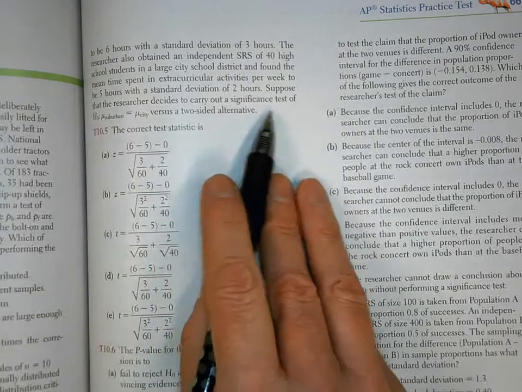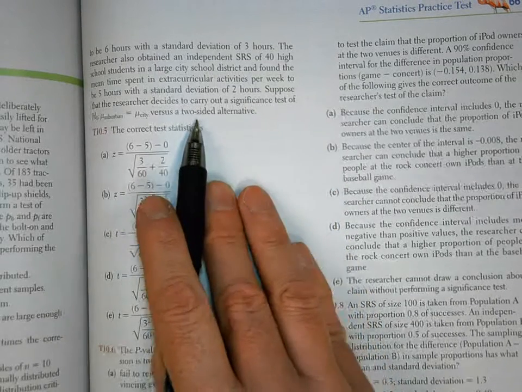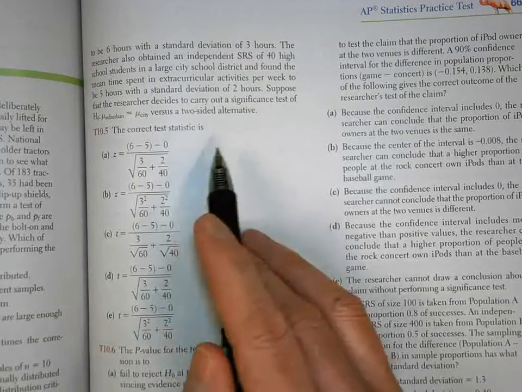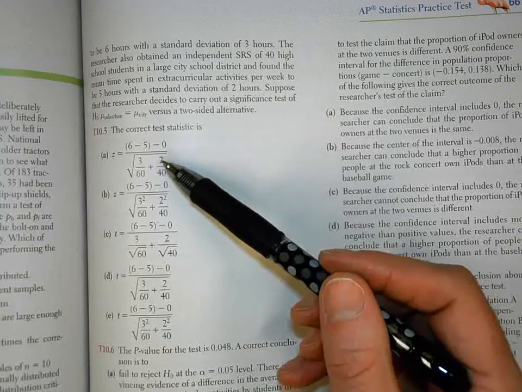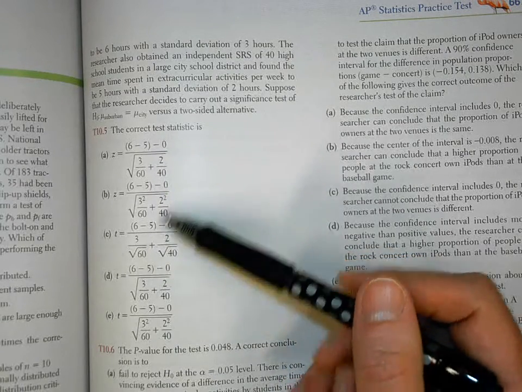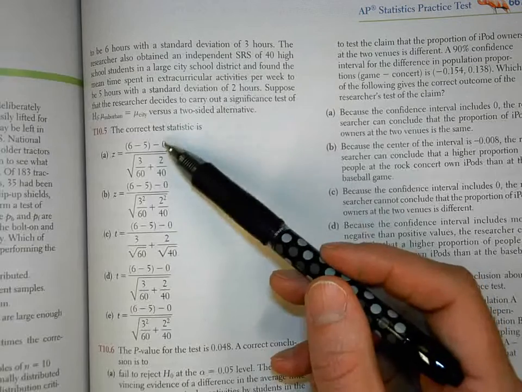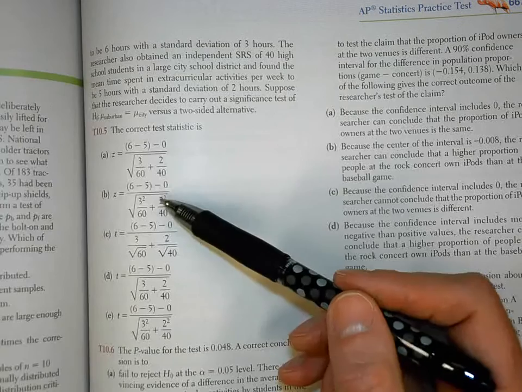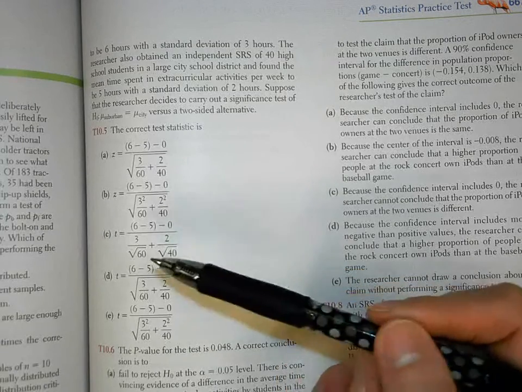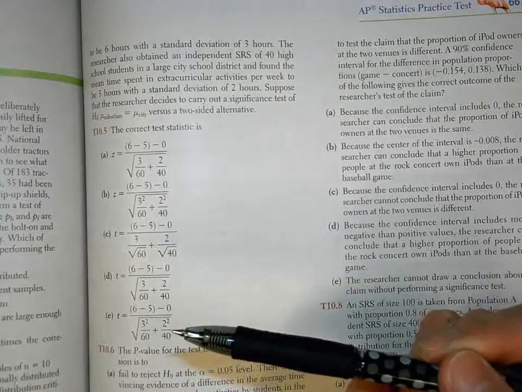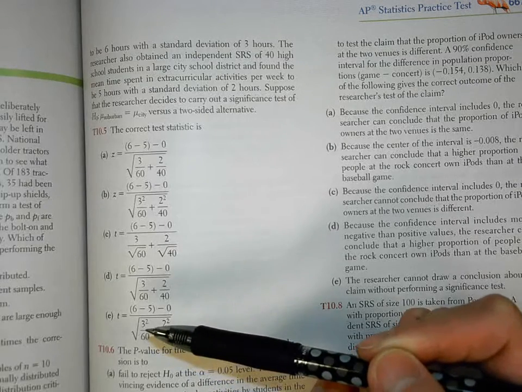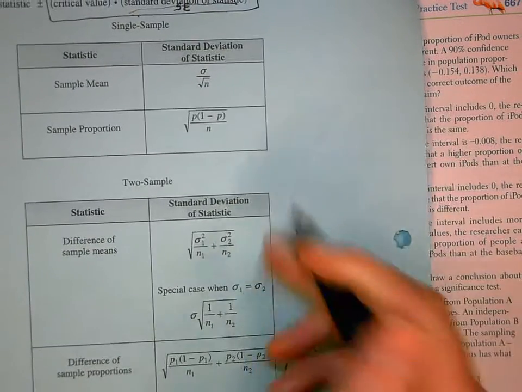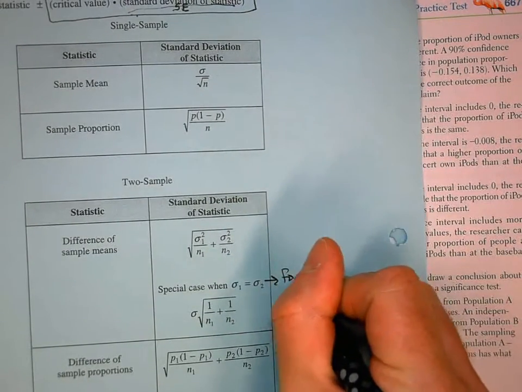Suppose that the researcher decides to carry out a significance test versus a two-sided alternative. That means your HA is not equal to. Don't really need that though. We're just checking to see which one's correct. And since we only have the standard deviation of the samples, we should rule out A and B here because they have Z. And then down here, we're just making sure that they did the formula right. That's all this question is asking. And you have the formula. Look, it's right here. This is when you pool. This is for pooling, and we never do that.